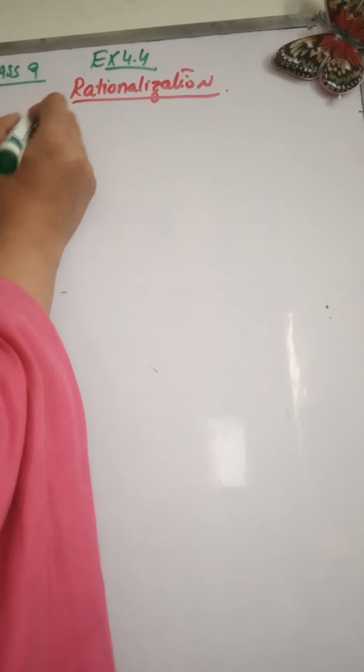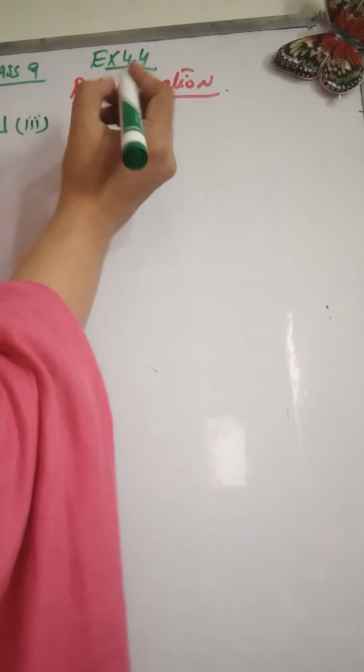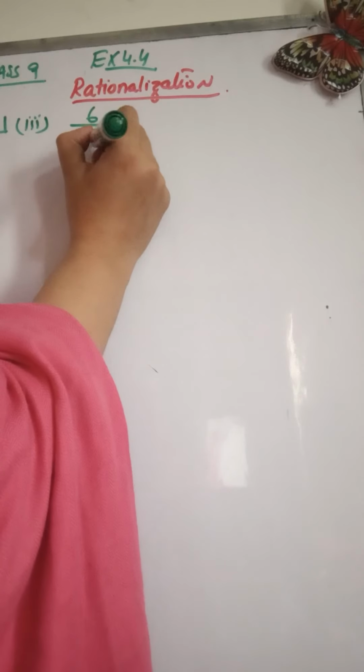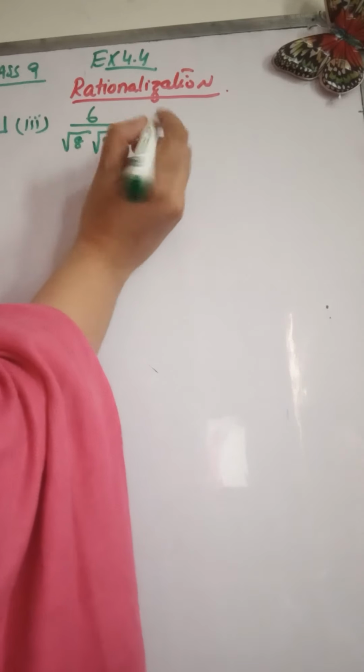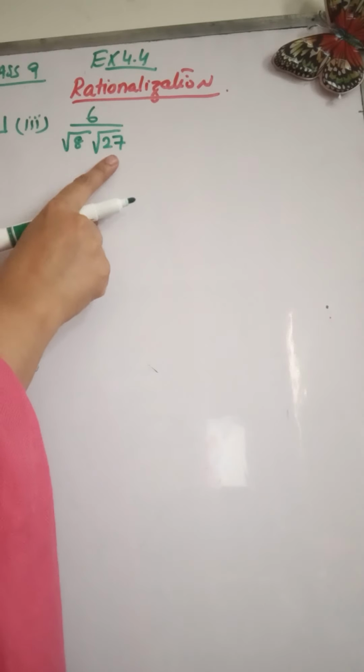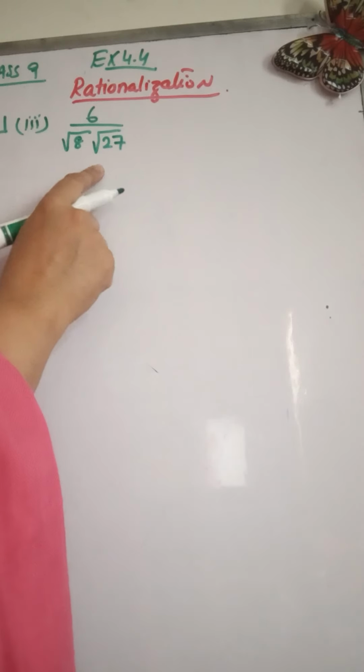For example, question number 1, part 3. The question is 6 over under root 8 under root 27. First of all, we are going to simplify these roots and then we are going to make it rational. Okay, we are going to bring a rational number in the denominator. So to simplify them, we will do the prime factorization of 27 and 8.